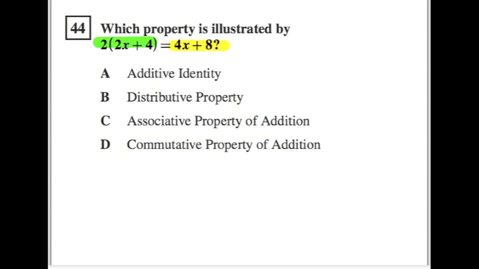So how did we get 4x? Well, I think we did 2 times 2x, which would give us 4x, good. And then 2 times 4 would give us 8. Once again, this is our good old friend, distributive property. These should be really easy for us by now.